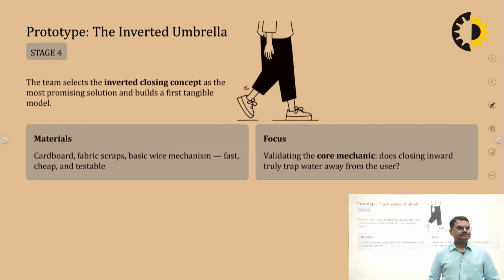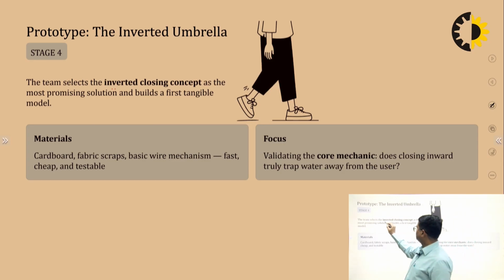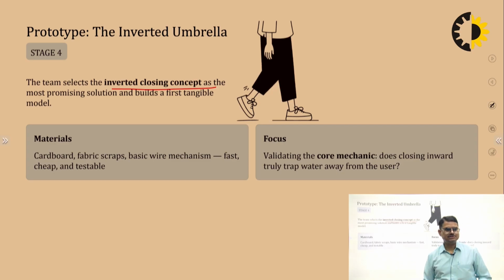But here, stage number 4 is the prototyping. Now we are going to implement these things. We may not be able to implement all of those things in one prototype. But yes, our team selected the inverted closing concept that is most promising, and minimum tech intervention was required. So in that, we are considering the materials for the prototyping. Materials are not going to be very realistic, so we are not going to create a ready to use umbrella for the user. But yes, we are more interested in the prototyping.